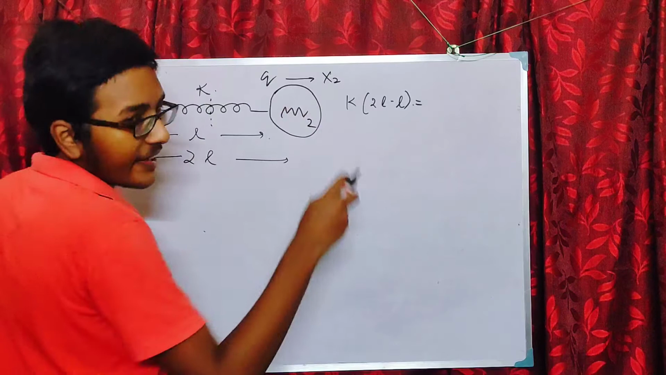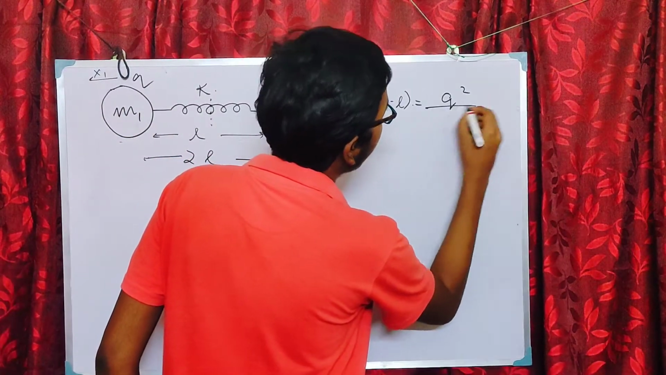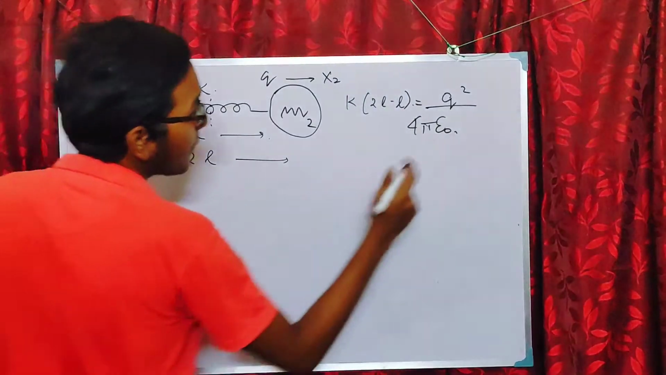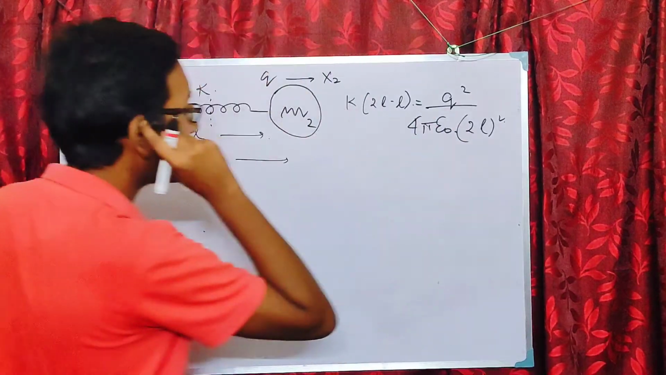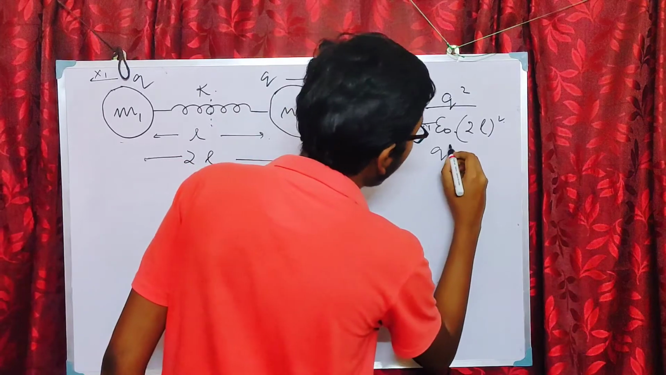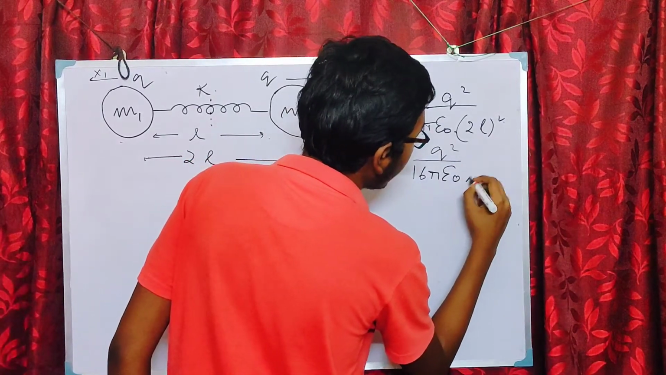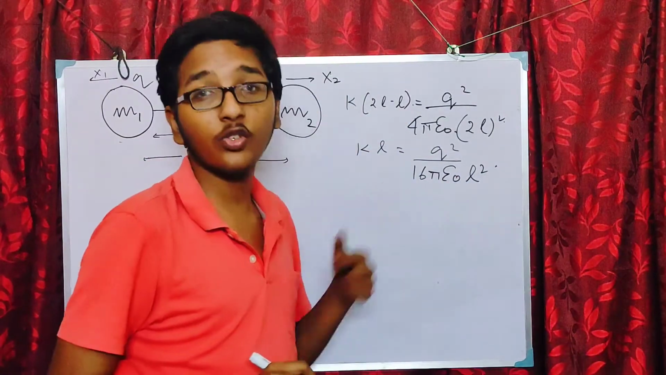Now I can write Coulomb's law like Q squared by 4 pi epsilon naught into the distance between them, 2L whole square. So K into L would be equal to Q square by 16 pi epsilon naught L square. This is a useful equation for us.